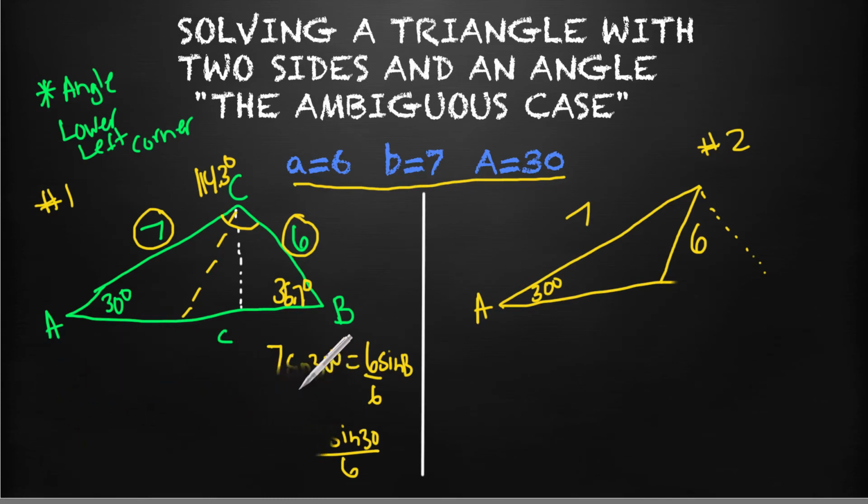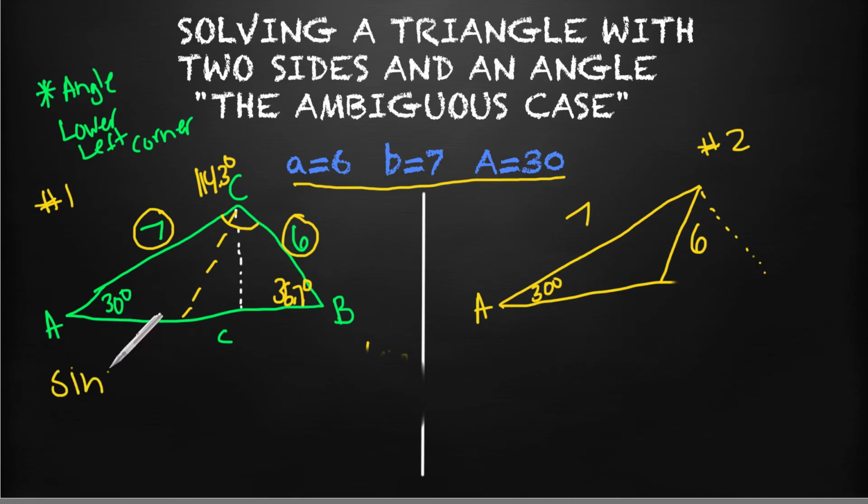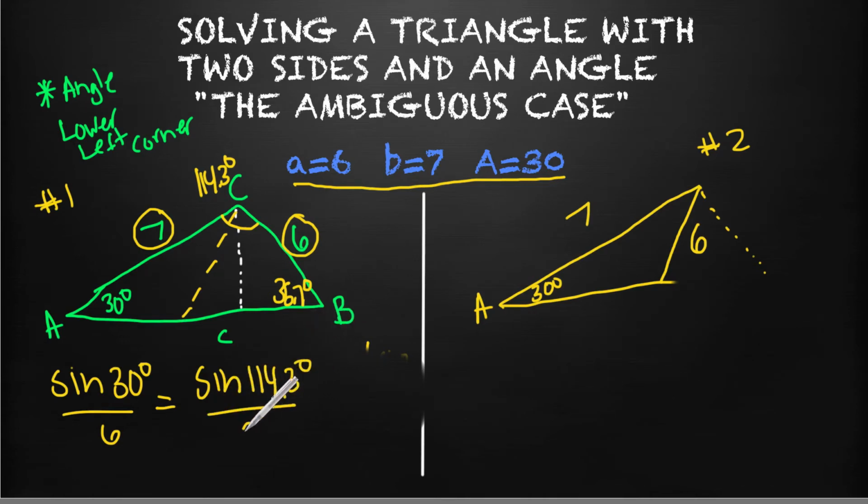So in order to get side C, we're just going to use our law of sines. And it says sine of A, which we know is 30 over 6, equals sine of 114.3 degrees over side C. Cross multiply and go through the process, and C is going to be 10.9.